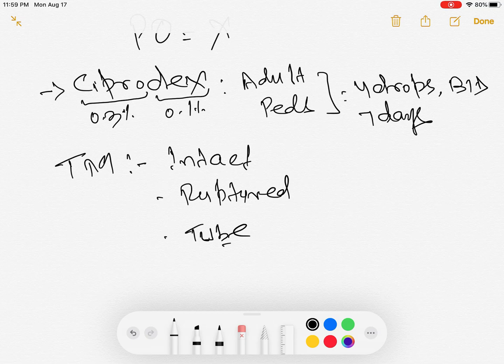Ciprodex is the only drug approved by the FDA that is safe to be given when the tympanic membrane is ruptured. So if you don't get to look at the tympanic membrane, that means you don't know if it's ruptured or not. Ciprodex is a good drug whether the tympanic membrane is intact or ruptured. It's a wonderful drug. It always works.